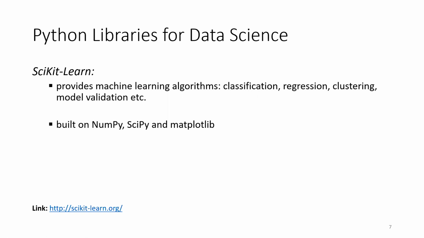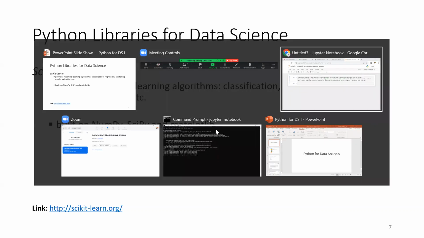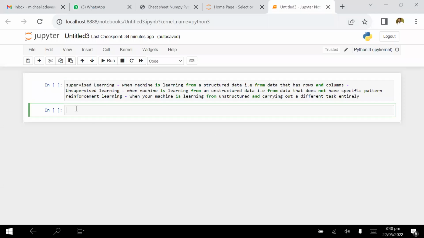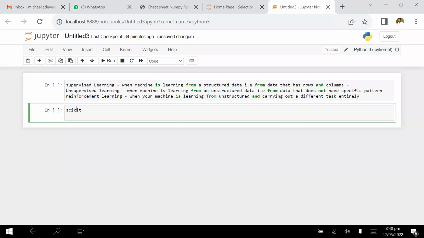So what do you mean by classification? Classification is, for example, the example I gave about loan. It's like a binary. So in classification, it's a binary. When I say binary, we are talking about a yes or no answer, or a 0 or 1.